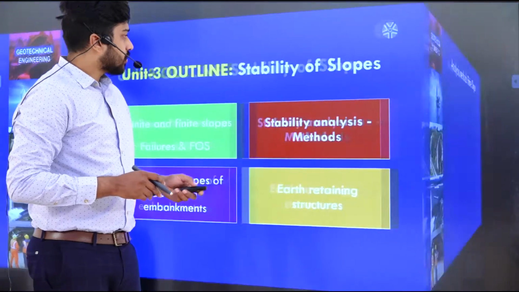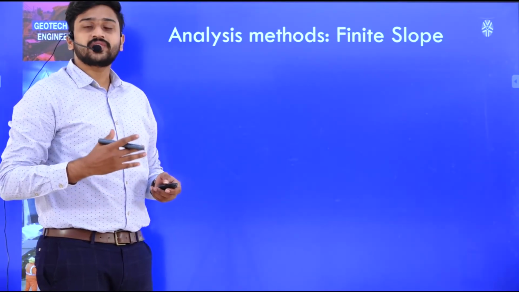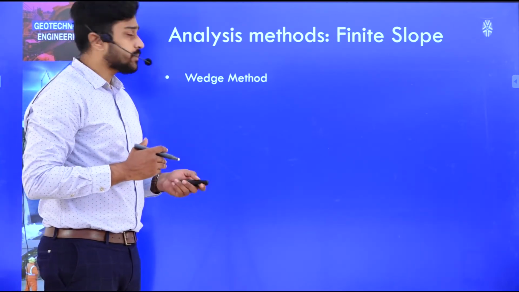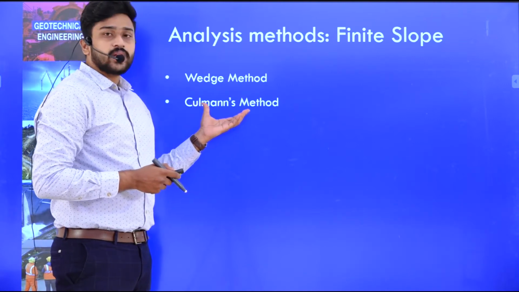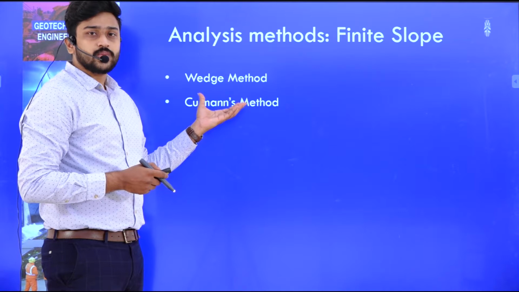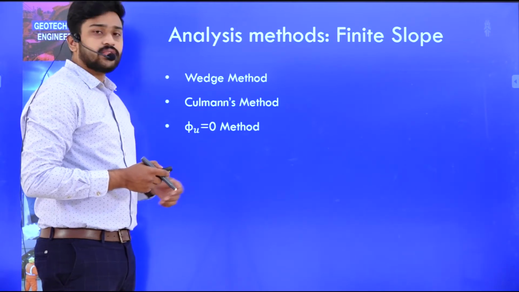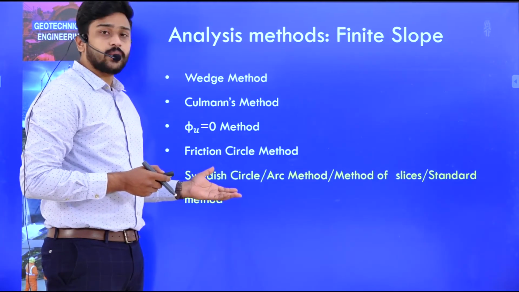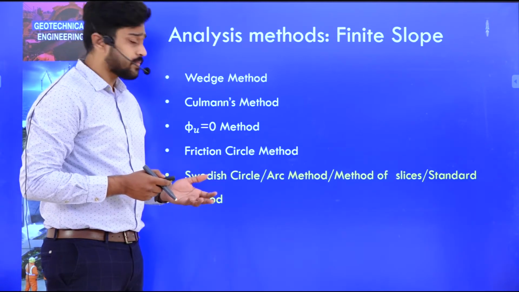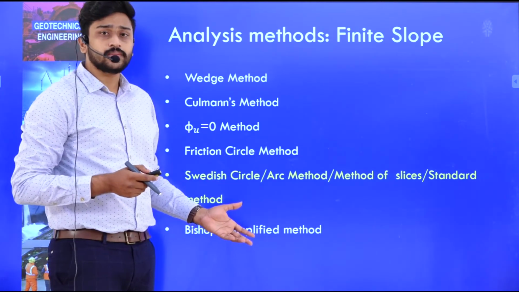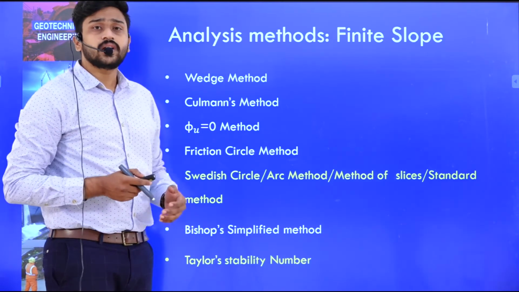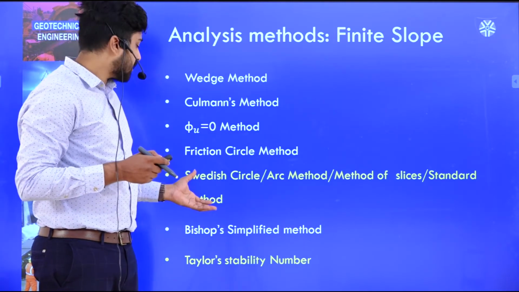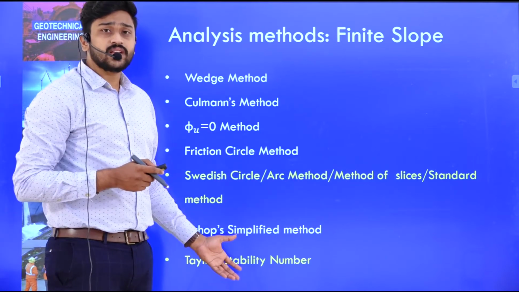Okay. So, if you look at the different analysis methods in case of finite slopes, initially we have discussed the wedge method in our previous sessions. There is one more method known as the Culmann's method, which is a similar concept to the wedge method. Then we have the phi u equal to 0 method and friction circle method, and then we have the Swedish circle method, which is also known as the method of slices. Later we have the Bishop's simplified method, and then we have the Taylor stability number. As per our syllabus, we are discussing mainly the Swedish circle method or the method of slices, as well as the Taylor stability method.